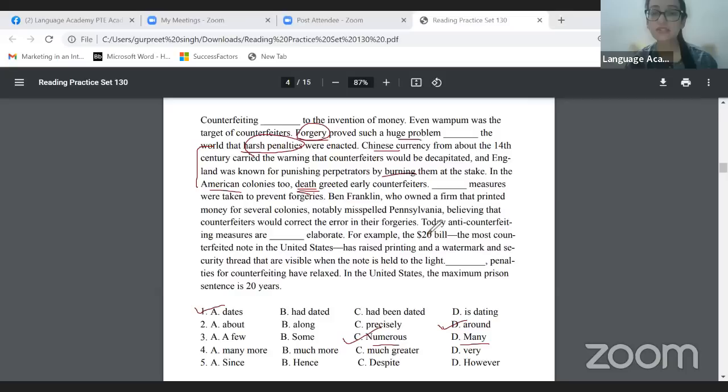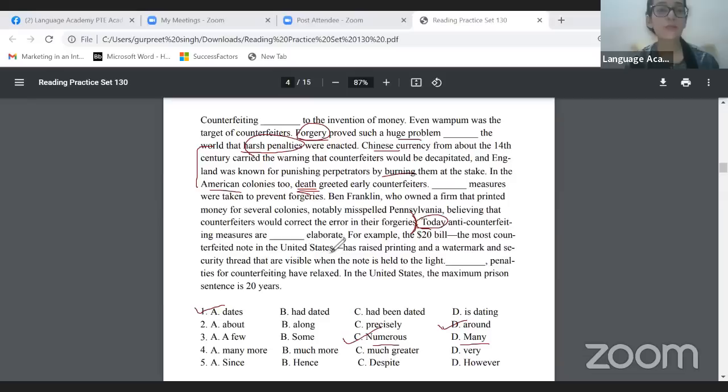So till this sentence, they were talking about the past, what used to happen to counterfeiters, to the people who used to do this forgery. And then we are comparing it with today. Today, anti-counterfeiting measures are elaborate. So whenever we make a comparison, we go with the second form of verb, V2.